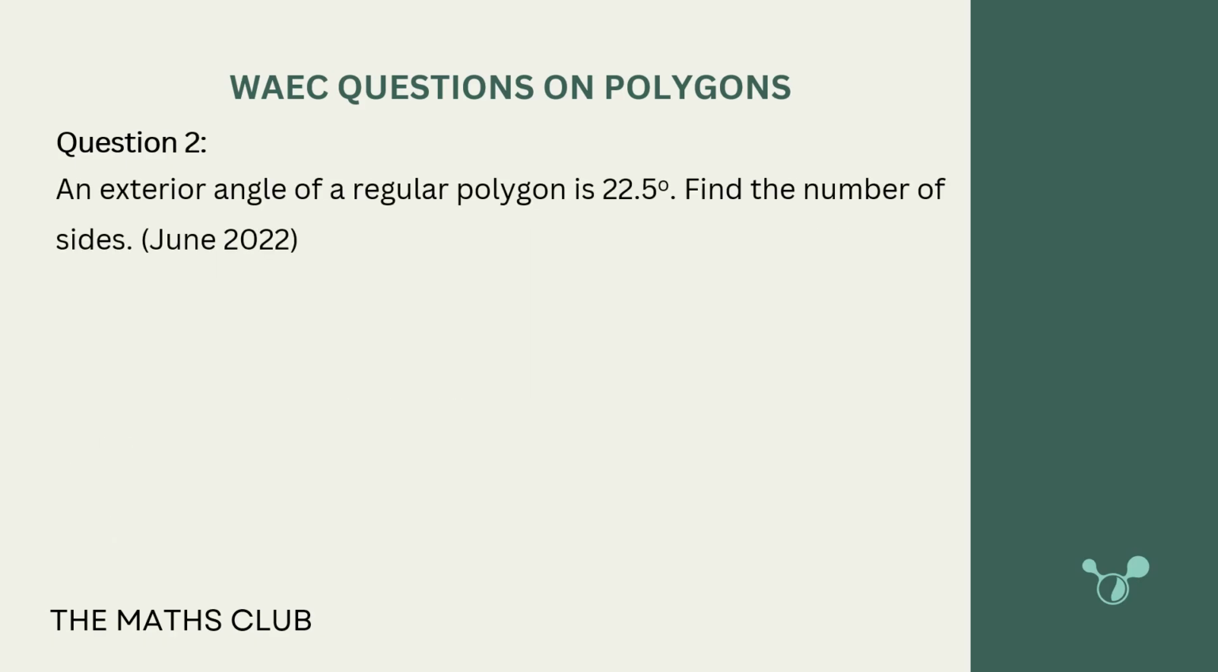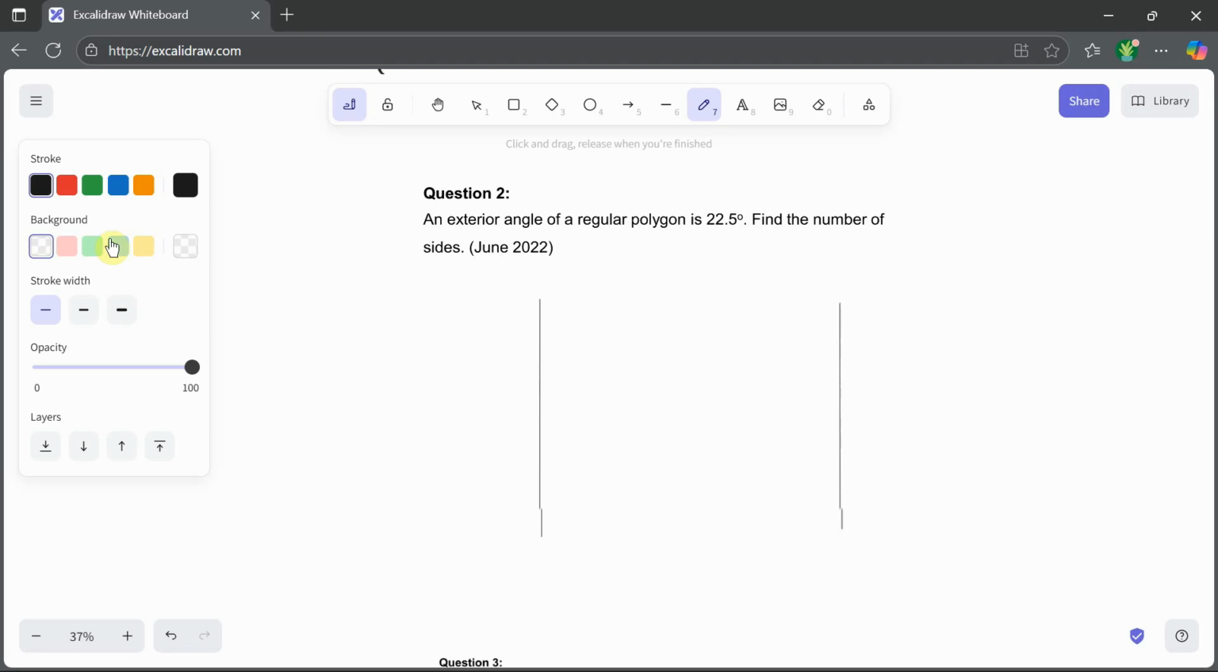Question 2 now says that an exterior angle of a regular polygon is 22.5 degrees. Find the number of sides. Taken from June 2022. As always, you can pause the video and try it by yourself, but we'll go ahead with the solution. We know that each exterior angle is 360 divided by n. So one of them is 22.5.